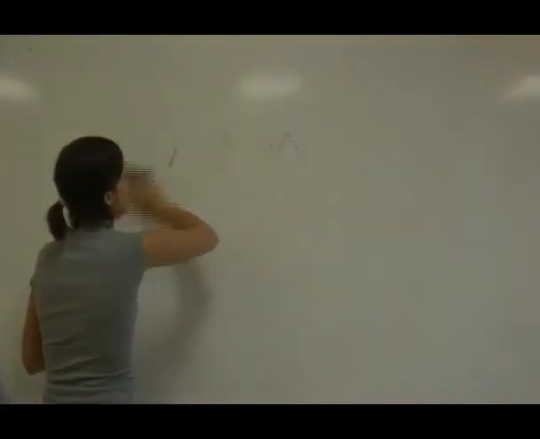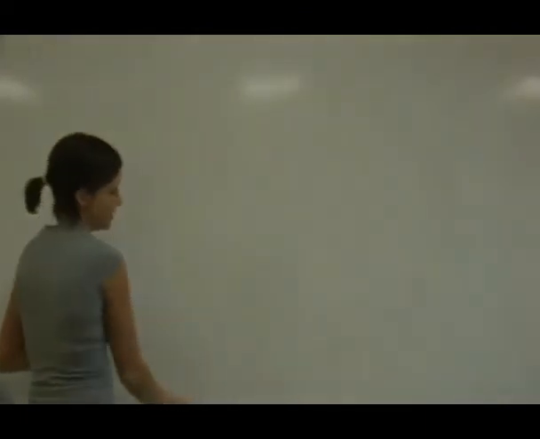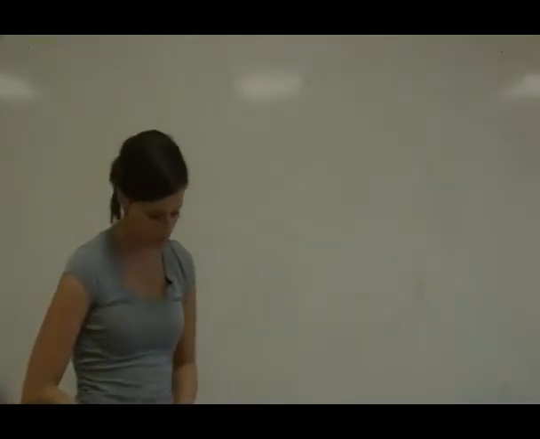Just remember, when you're doing similar triangles, you can set them up as proportions equal to each other, and then you can solve for your variables. So number 12, it's asking us to find the area of triangle PQR.